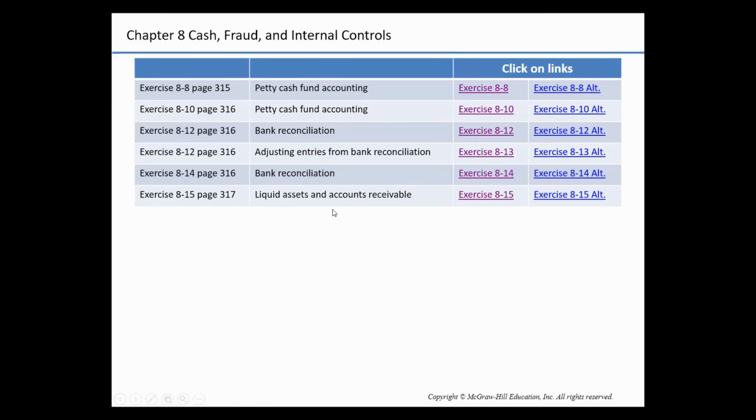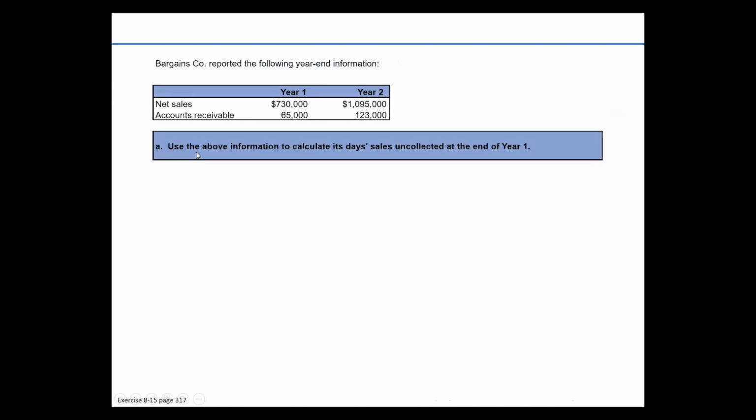Figuring out liquid assets and accounts receivable. So Bargain's company reported the following year-end information. So they had net sales and their accounts receivable. So we're going to use the information to calculate the days sales uncollected at the end of year one. And so to figure that out, you're going to take the accounts receivable, divide that by the net sales, and then multiply by 365.